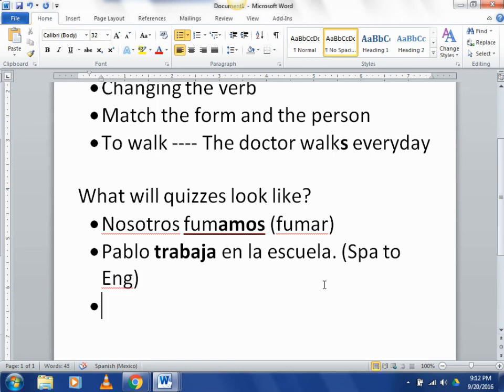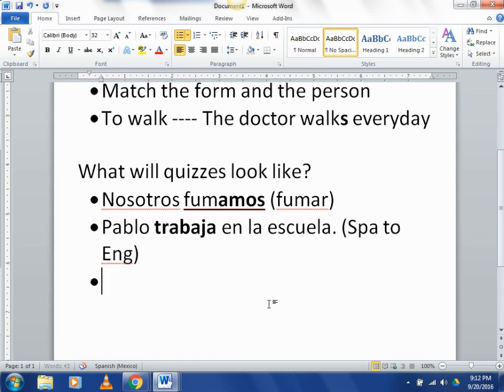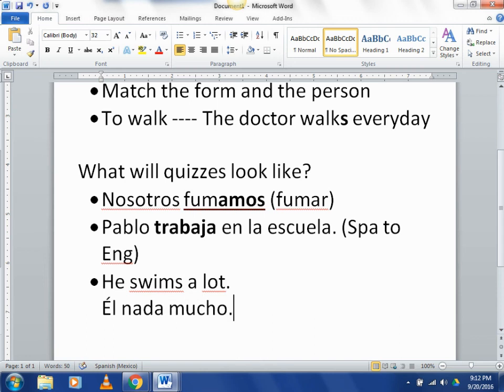Okay, you could also go from English to Spanish, which would be the hardest format. Students might see the sentence, he swims a lot, and need to remember the pronoun. Él is he. Nadar is to swim, so that's incorrect here, because we need to adjust it, conjugate it. Drop the AR. What's the ending for él? It's a. Él nada mucho.